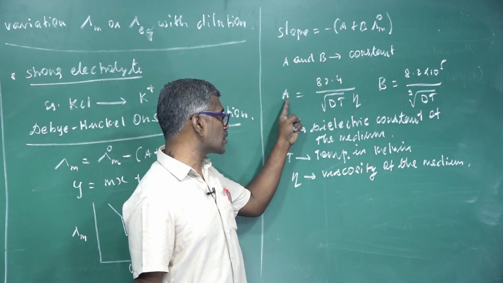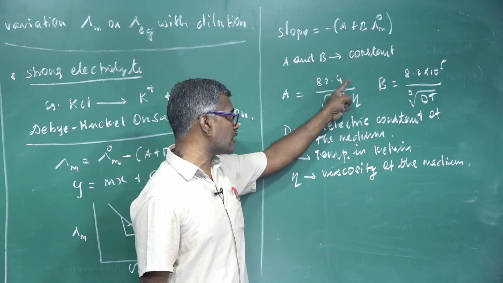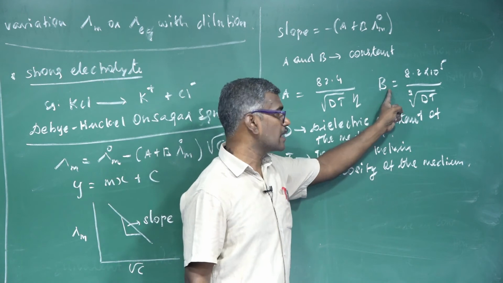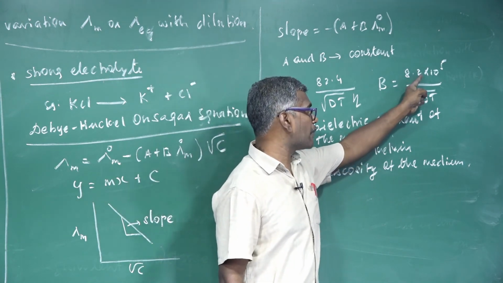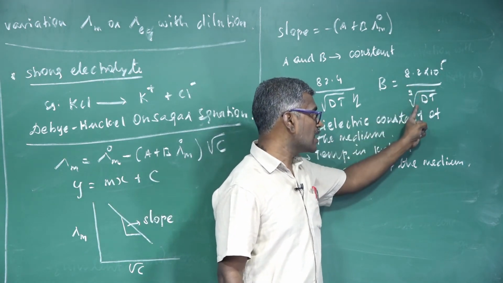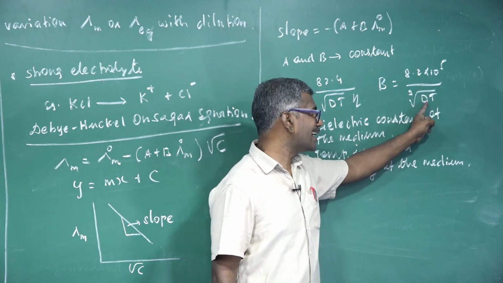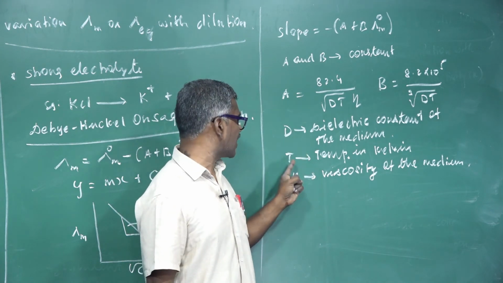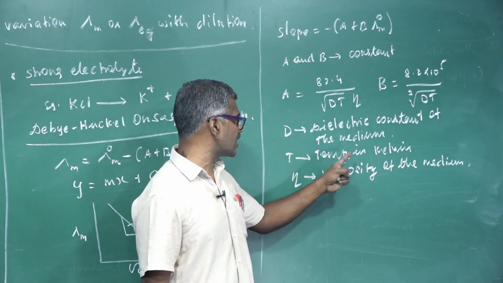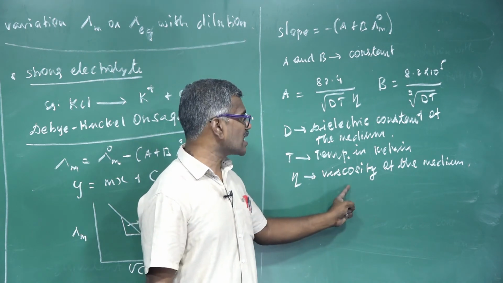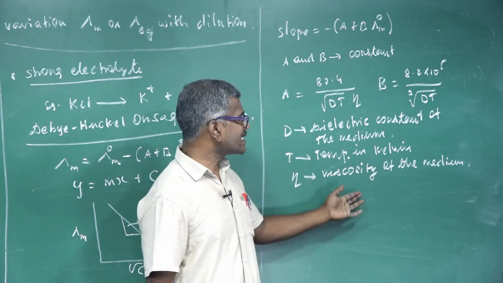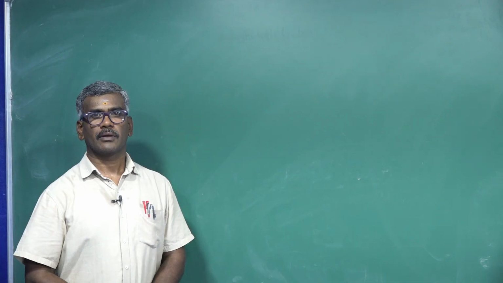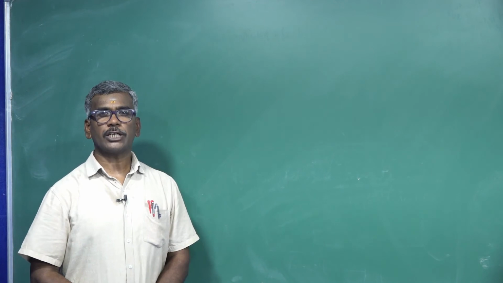The constant A is equal to 82.4 divided by square root of DT eta. B is 8.2 times 10 power 5 divided by root of DT cubed. Here D is the dielectric constant of the medium, T is the temperature in Kelvin, and eta is the viscosity of the medium. This can be explained at high concentration and low concentration. Strong electrolyte is explained first at high concentration.